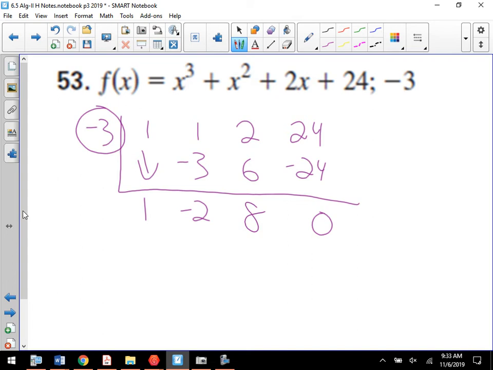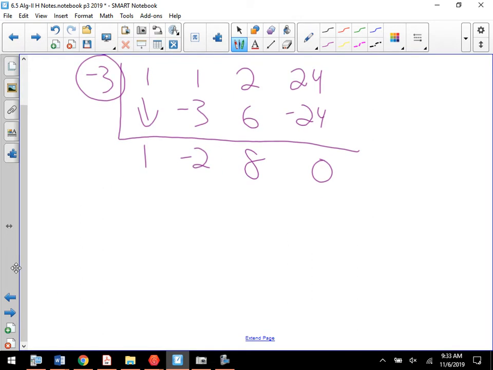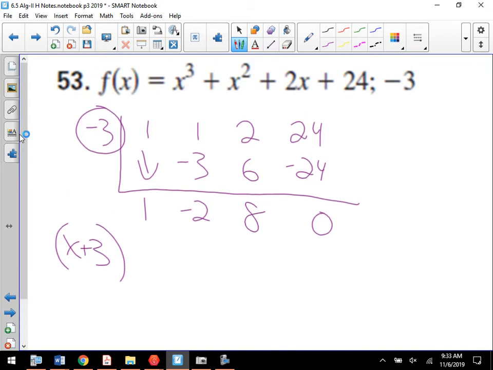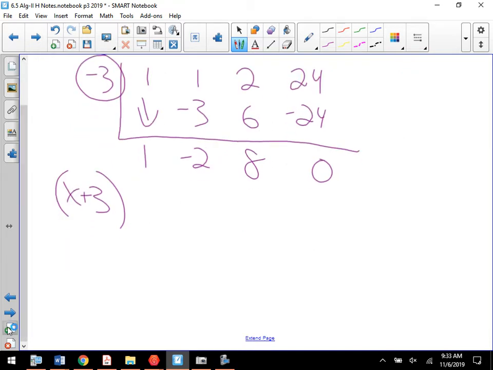Because if the -3 is a 0, what's the term that generates -3? X plus 3. So we know that this becomes x plus 3. And in essence, what you've just done is you've factored out of this third-degree polynomial one term of x plus 3. Which meant that if I take an x out of here, what's this power has to be continued? X squared, okay? So this becomes x squared minus 2x plus 8.